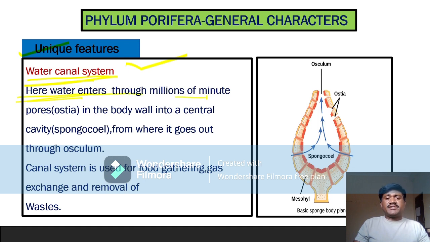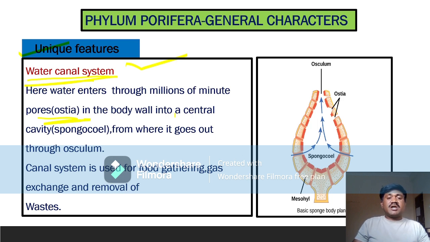Here water enters through millions of minute pores. What I said, poriferans means pore-bearing animals. On their body surface we can observe so many pores. These pores are called what? These pores are called ostia.